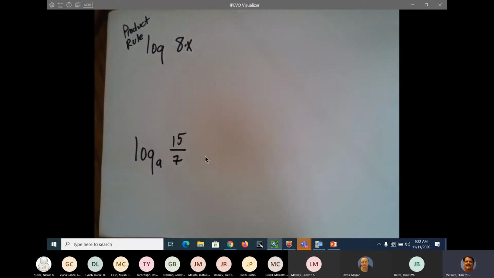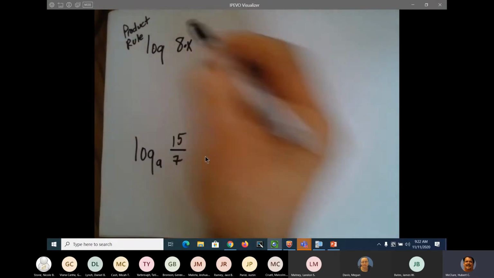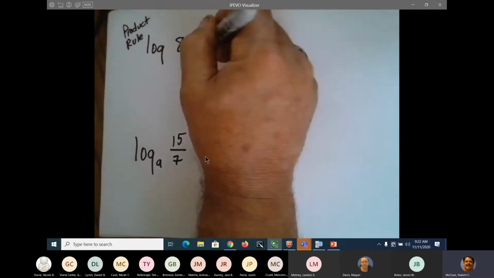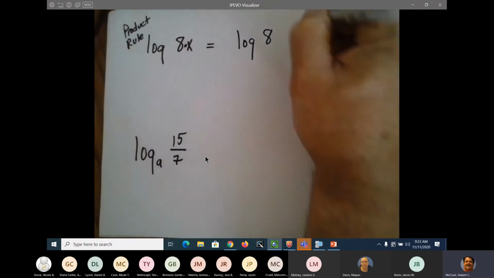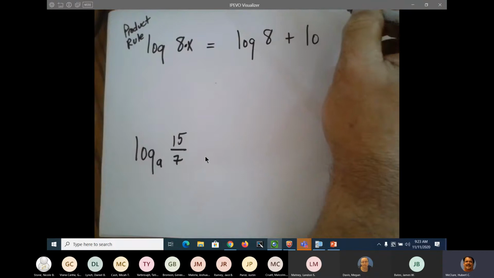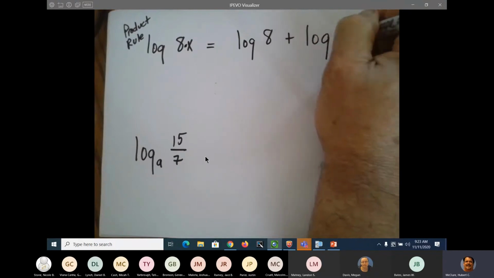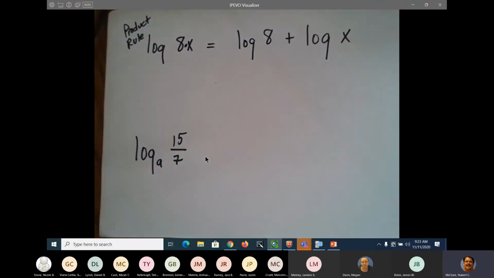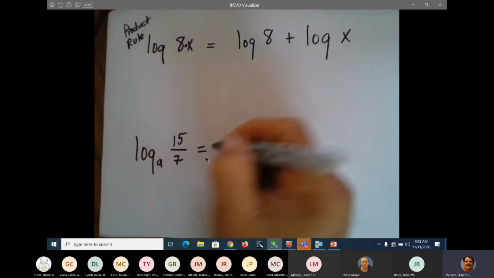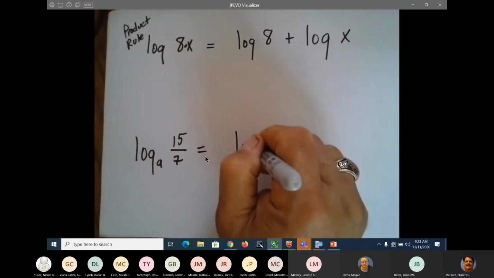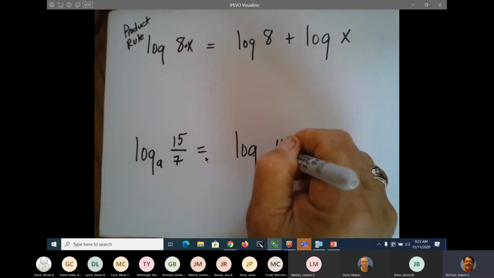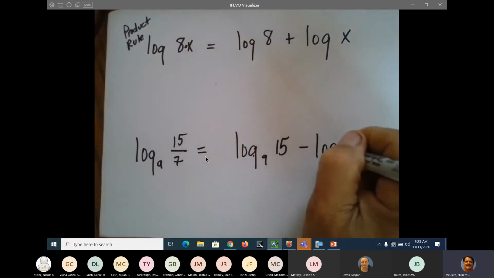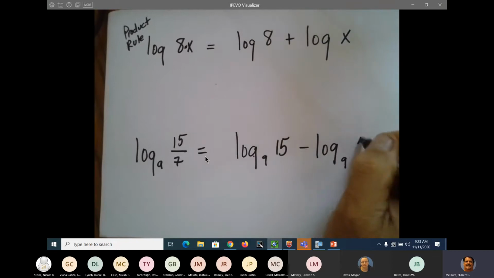And the product rule says that if I have something that I'm multiplying, then I basically expand it by saying log of 8 plus the log of x. It's just like your exponential laws. And this is going to be log base 9 of 15 minus log base 9 of 7.